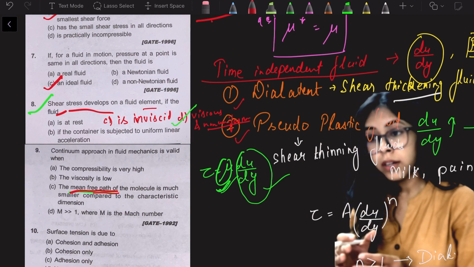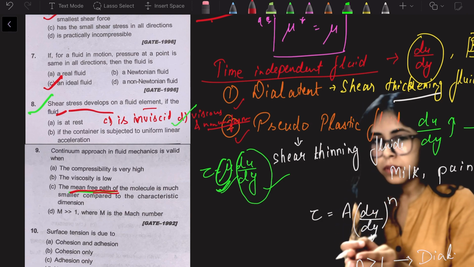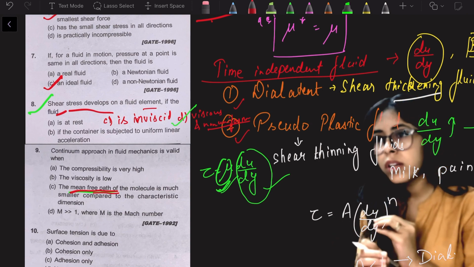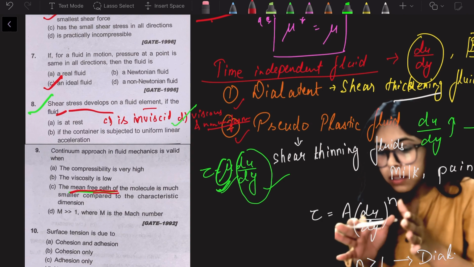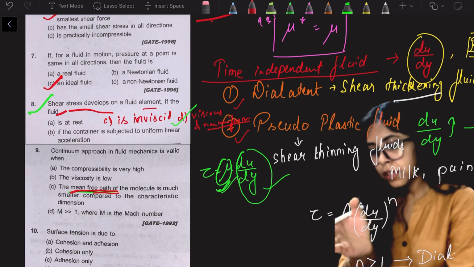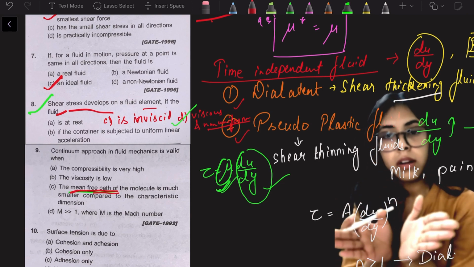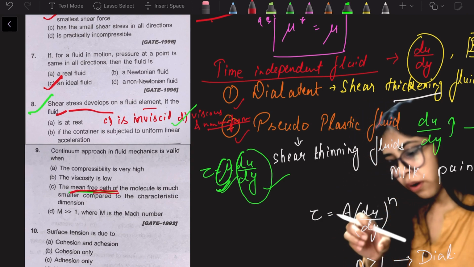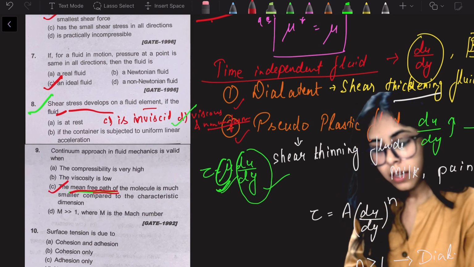Mean free path, what is mean free path? It is the distance between two molecules, right? So if the collision happens, there will be more and more collision, lesser and lesser will be the distance between two particles. So you need to remember, right, continuum approach is directly linked with mean free path and directly linked with molecular density. So here the mean free path of the molecules is much smaller compared to the characteristic dimension. So it is the correct answer.